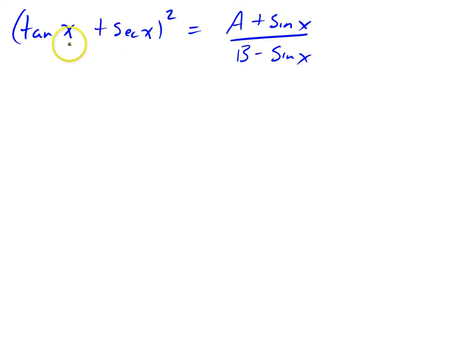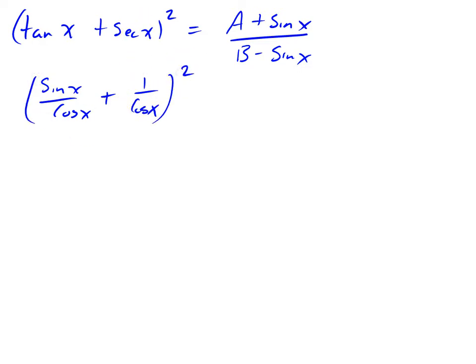These are tangents and secants. I'm going to see if I can convert to sines and cosines, and hopefully cosines will go away. But maybe A and B are going to turn out to be cosines. I don't know. So first thing, the tangent of x is sine x over cosine x, and the secant x is 1 over cosine x.